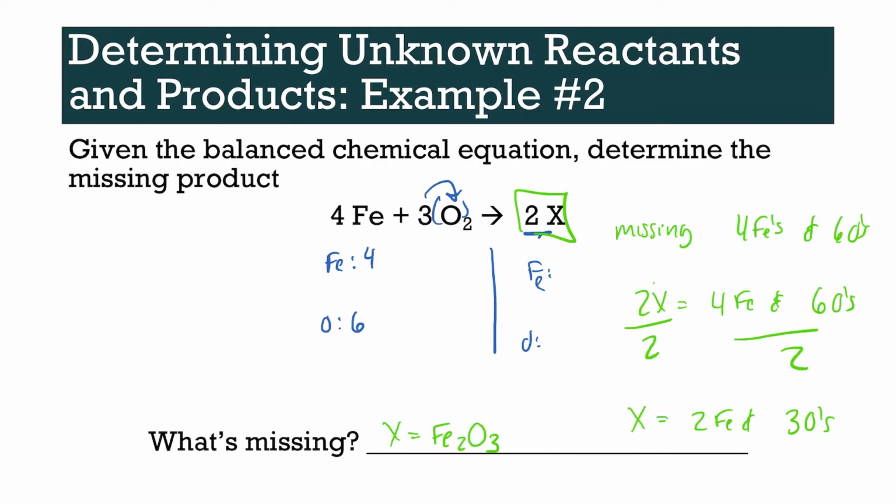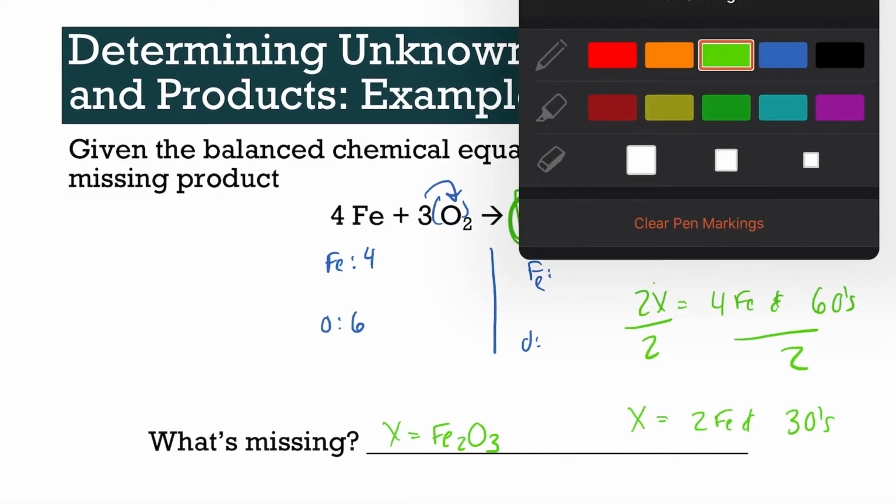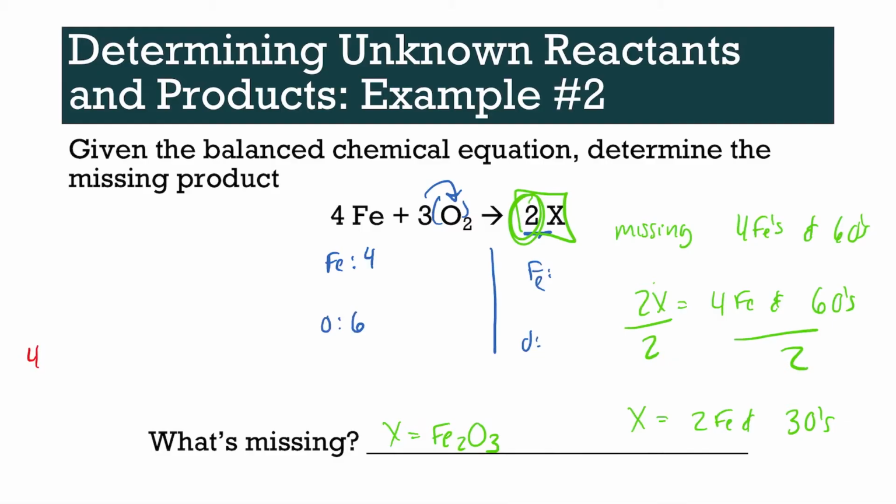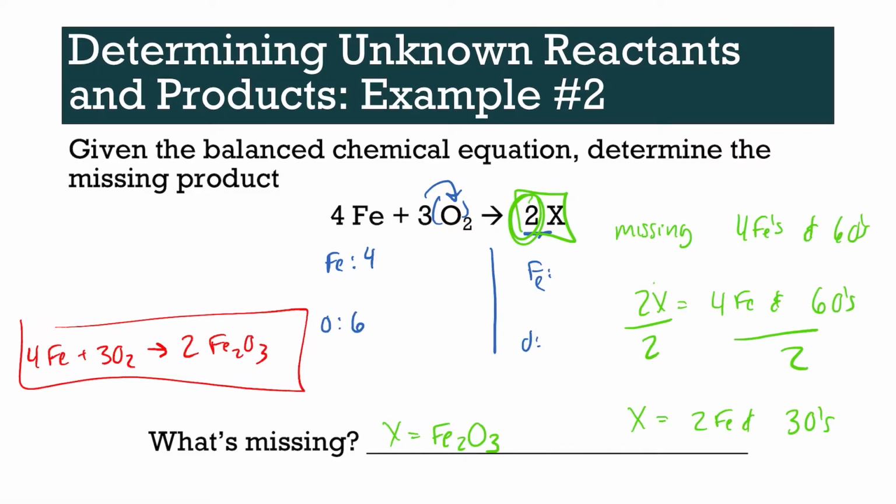And that is it. So that 2 helps us bring down and get the actual formula. So that would be it. Then our final equation, if you were to rewrite this, you don't have to, would be 4Fe plus 3O2 gives us 2Fe2O3. And then if you were to check it, everything is balanced.